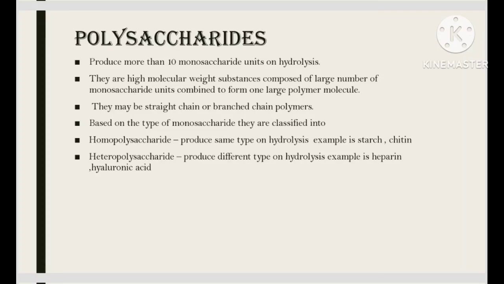Polysaccharides produce more than 10 monosaccharide units on hydrolysis. They are high molecular weight substances composed of a large number of monosaccharide units combined to form one large polymer molecule. They may be straight chain or branched chain polymers. Based on the type of monosaccharide, they are classified into homopolysaccharides, which produce the same type on hydrolysis, for example starch and chitin, and heteropolysaccharides, which produce different types on hydrolysis, for example heparin and hyaluronic acid.